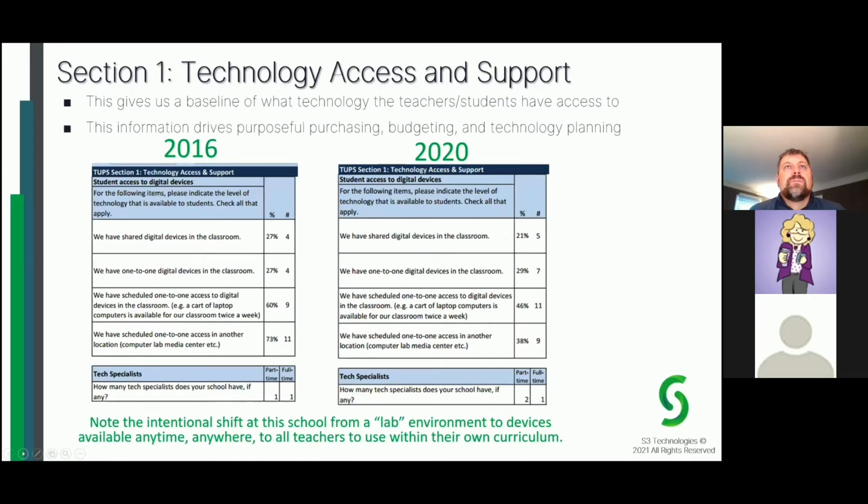So it's broken up into, I think, 7 sections. The first section is technology access and support. So it shows, are they one-to-one? Do they have lab time? Do they have carts? Kind of what those numbers are. And that's constantly changing. This year, for sure, with one-to-one, we're going to see 100% that they have it one-to-one. But that's showing you where the devices are, how they are being used, and is that the way you want to continue to move, or do you want to move in a different direction?